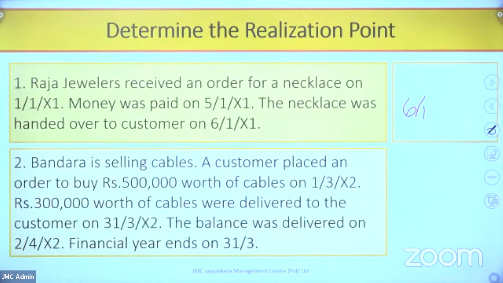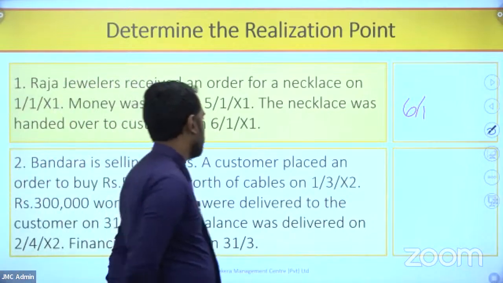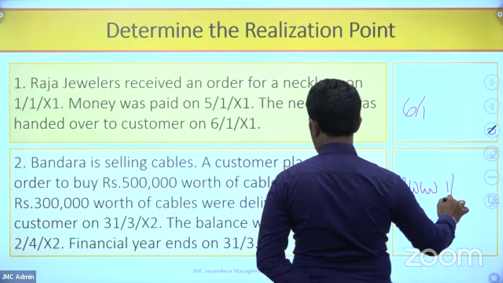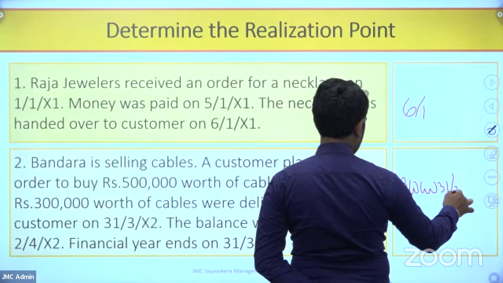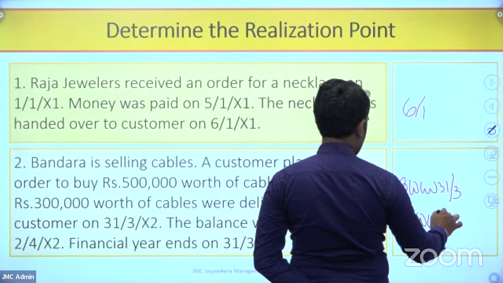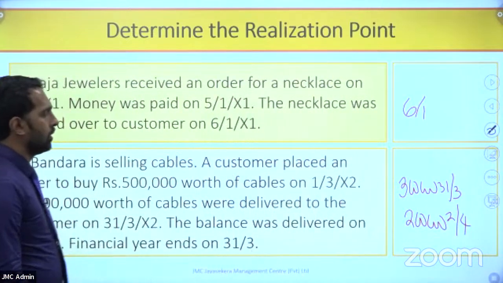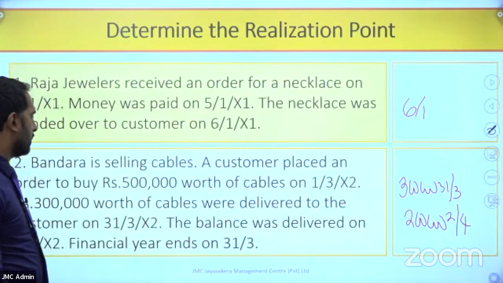Bhandara is selling cables. A customer placed an order to buy 500,000 worth of cables on 1st of March. 300,000 worth of cables were delivered to the customer on 31st of March. The balance was delivered on 2nd of April. The financial year ends on 31st of March. So how can you recognize the revenue? You can recognize 300,000 on 31st of March and the balance 200,000 on 2nd of April. You can recognize each at the point it was delivered.